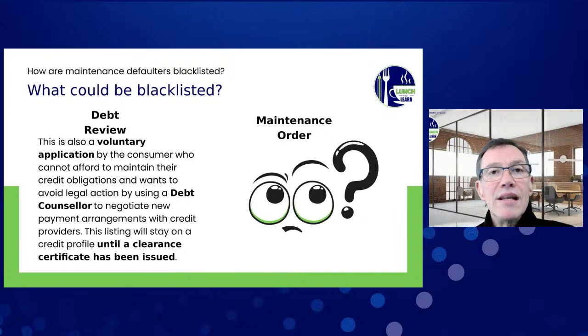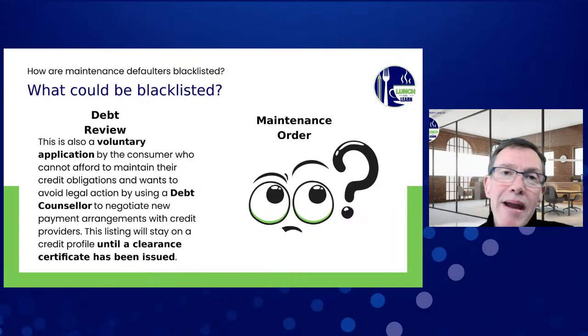Another thing that also gets listed on the credit profile is if a person goes under debt review. That is a voluntary application at the magistrate court in terms of Section 86, where a debt counsellor is appointed, very similar to an administration order. But the advantage is that the debt counsellor can now negotiate new payment arrangements of lesser amounts. So if you cannot afford an amount, then you can apply to go under debt review, and the debt counsellor would then enter into negotiations with the credit providers in order to make the amounts that you have to pay less per month. That is one thing that also needs to be listed.